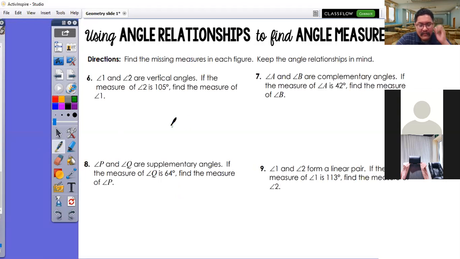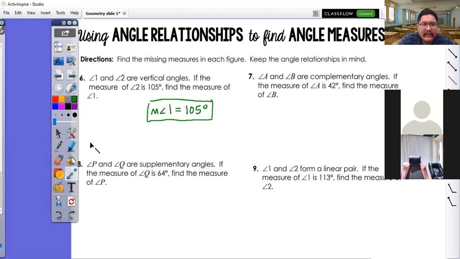So first one here is, let's just think it out. So it says they are vertical angles, which means they're across from each other. If they're right across from each other, that means they are congruent. And again, vertical angles are congruent. So measure of angle 1 is 105 degrees. There you go. This first one was just testing to see if we know what a vertical angle is.